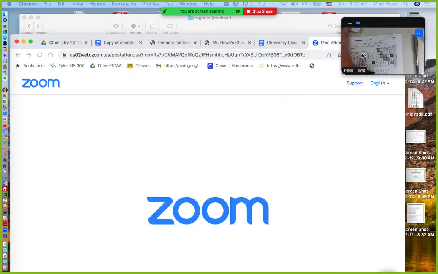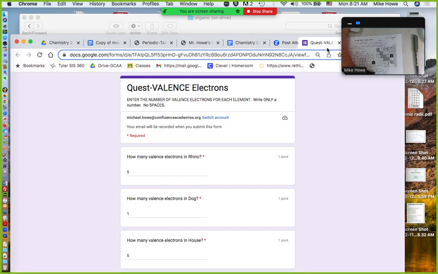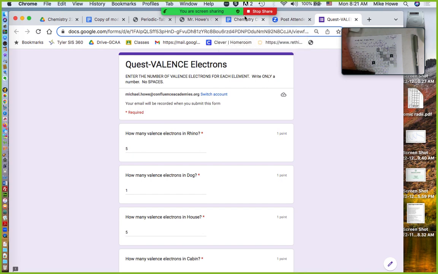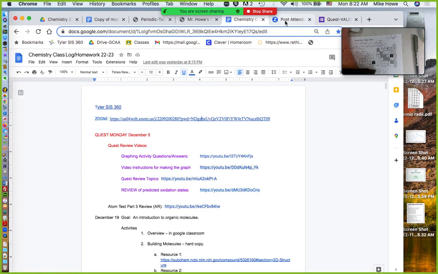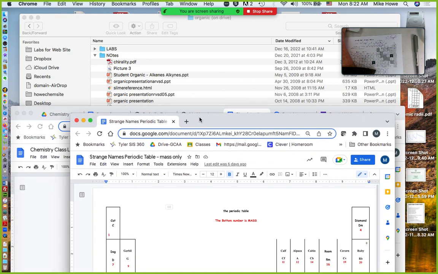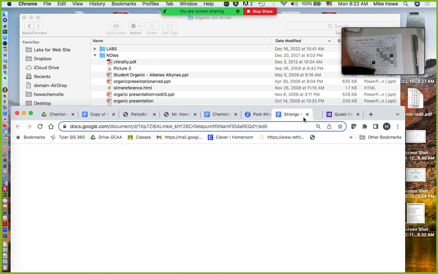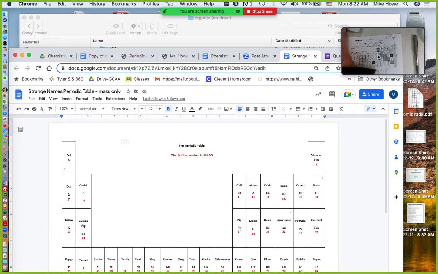All right, so the first question said, what is the number of valence electrons in rhino? And I have the answers listed here. So let's see if we can figure out why it is. I'm going to find my strange names table again. There it is. And put that right in here. All right, so there's our strange names table.